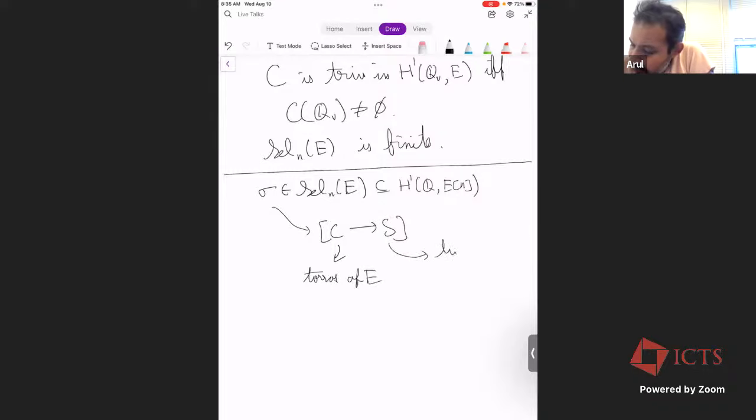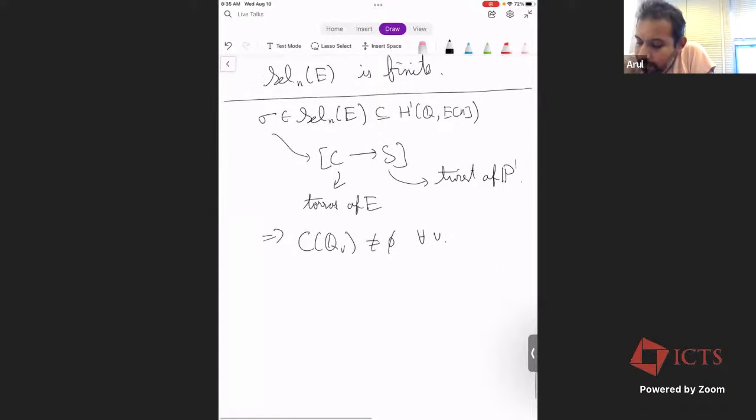and S is a twist of P^1. However, we've assumed that sigma is not just in H^1(Q, E[n]), but rather in the n-Selmer group of E. So what does that buy us? That condition implies that C has a point everywhere locally, which means automatically that S has a point everywhere locally.